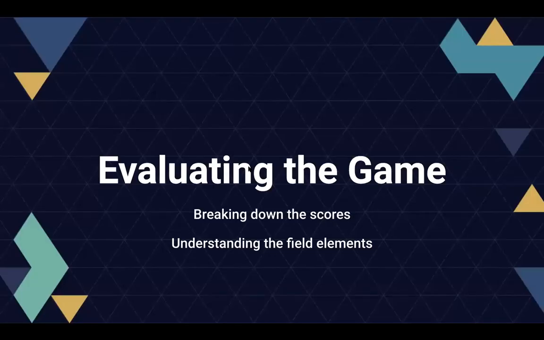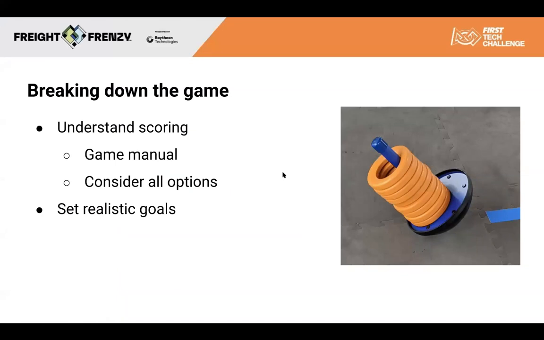So next is evaluating the game. Next slide. So breaking down the game. You want to understand how the game works, how the points are scored, how many points you can get per block or per ring, etc. You want to be prepared for anything that comes your way. You want to consider all options, as it said on the slide. You want to set goals that your team can accomplish. Don't set goals that could be impossible or are just really, really hard to do.